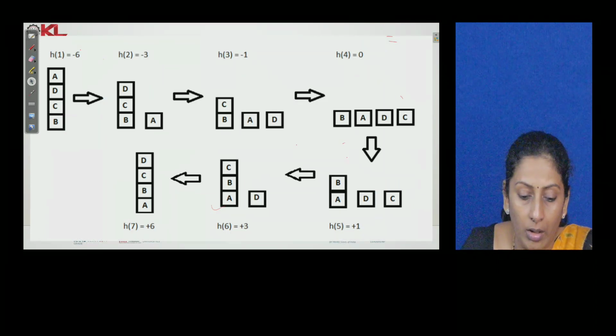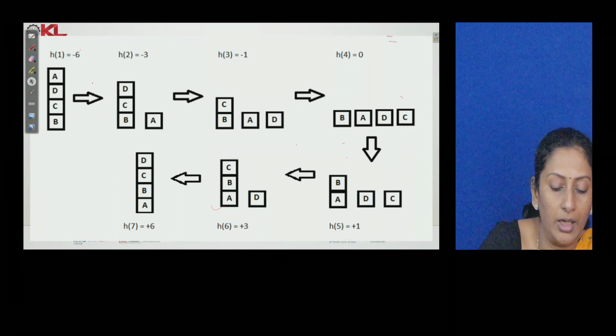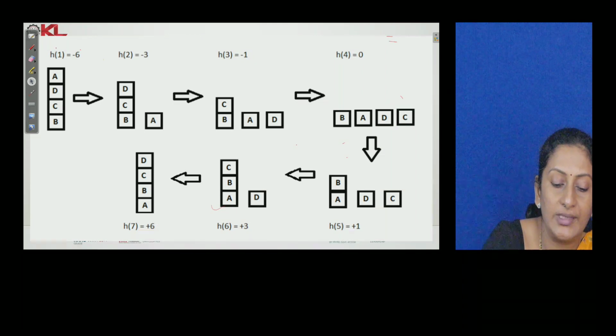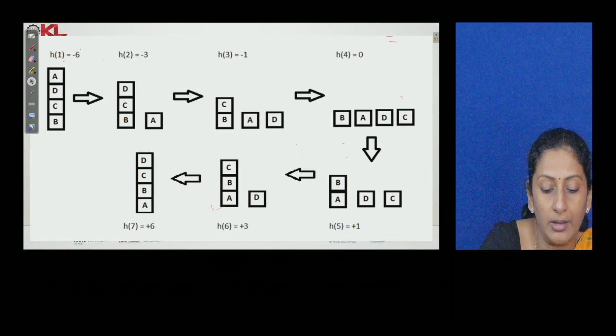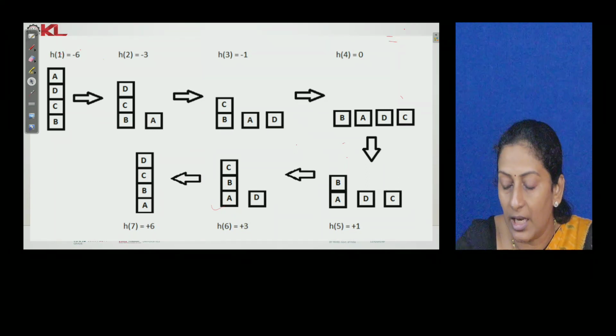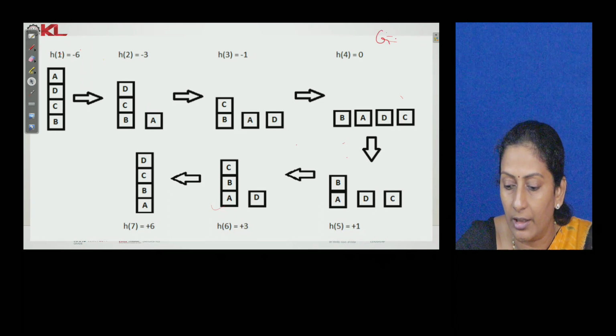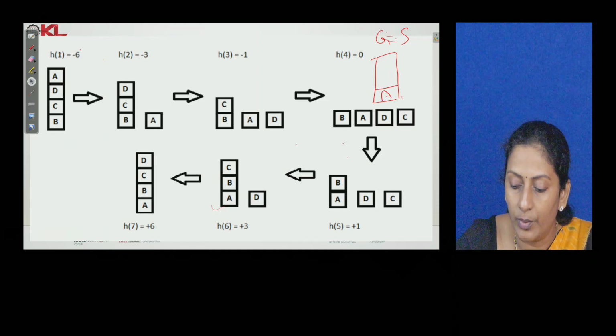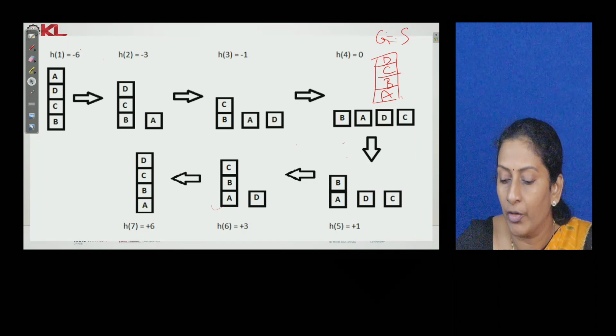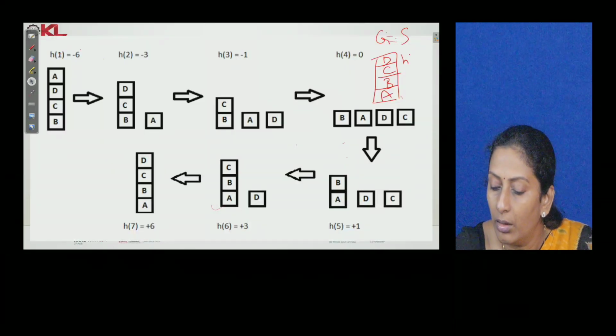So this is my initial state, first state. H is the heuristic value. In parentheses I am writing the state number, right? Here I am representing the goal state, which is there in the previous slide. The goal state should be like A, B, C, D, and we'll also find out the heuristic value of the goal state, right?